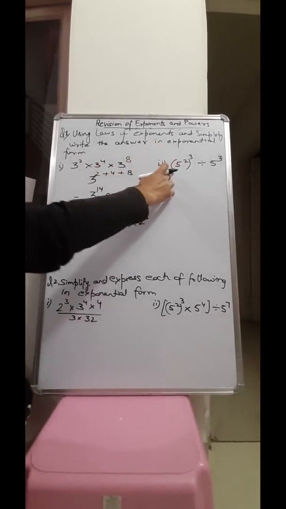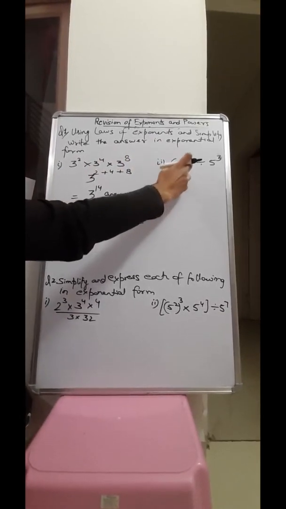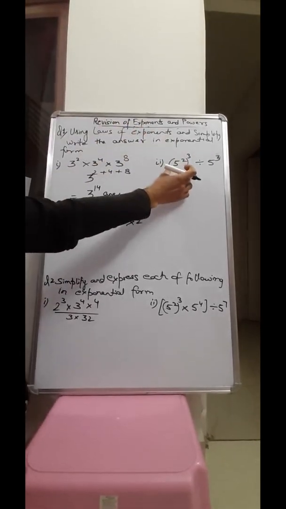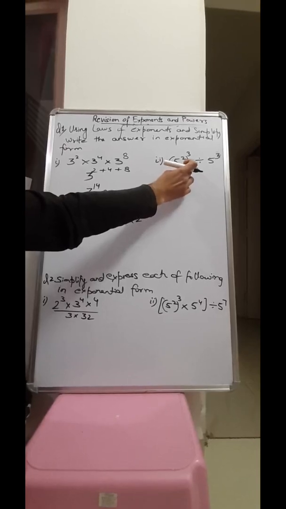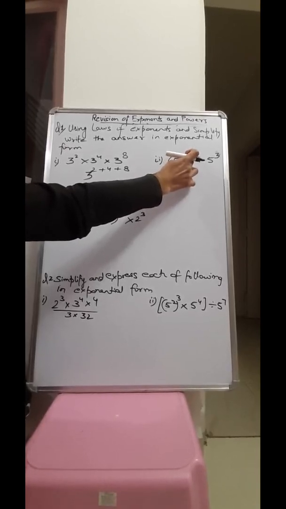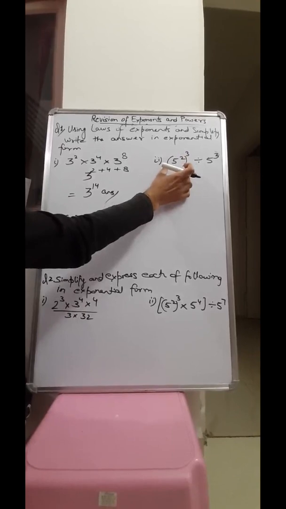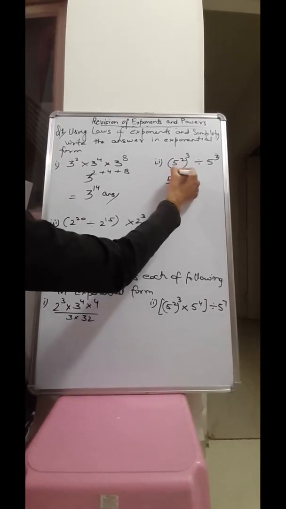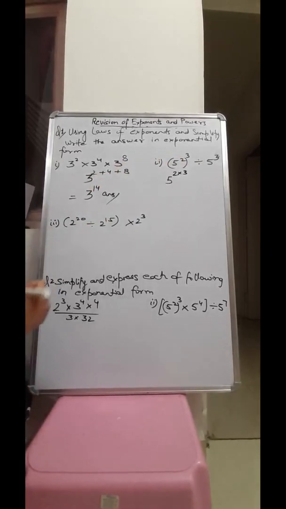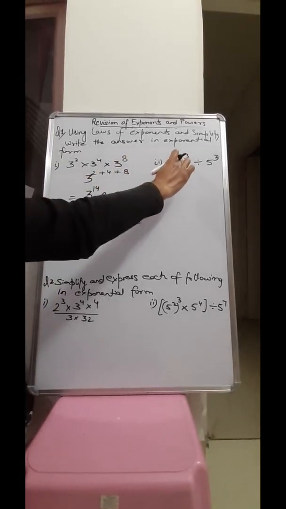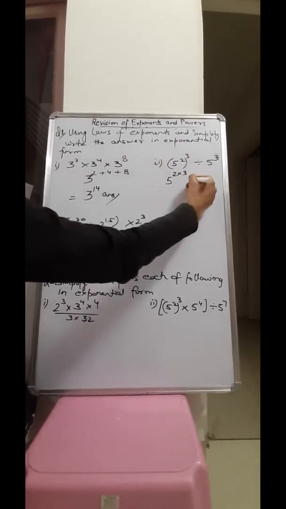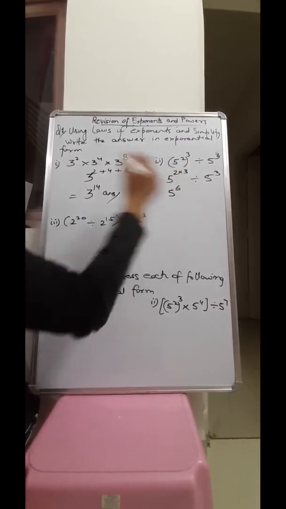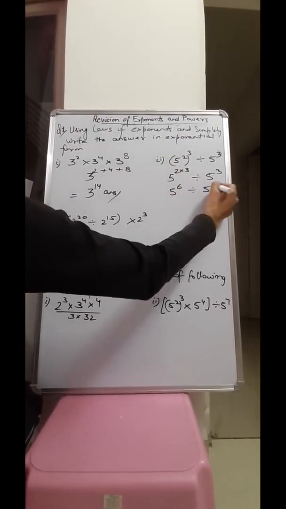Now the second part is 5 raised to power 2 whole raised to power 3 divided by 5 raised to power 3. Here the exponent is in brackets, and the bracket also has an exponent. Whenever a bracket has an exponent, when you remove the bracket, the exponents get multiplied, that is 2 multiplied by 3. So this gives you 5 raised to power 6 divided by 5 raised to power 3.